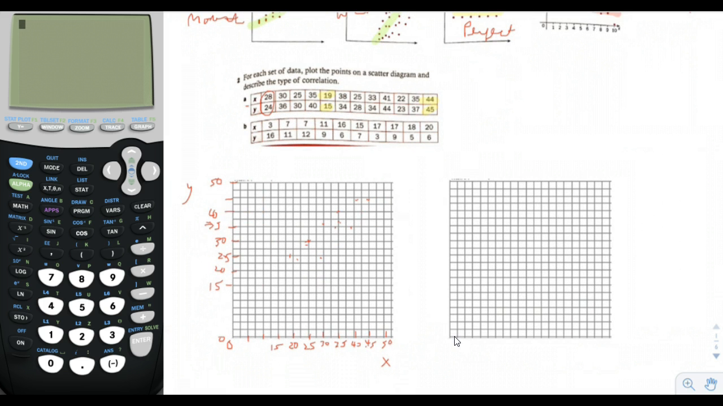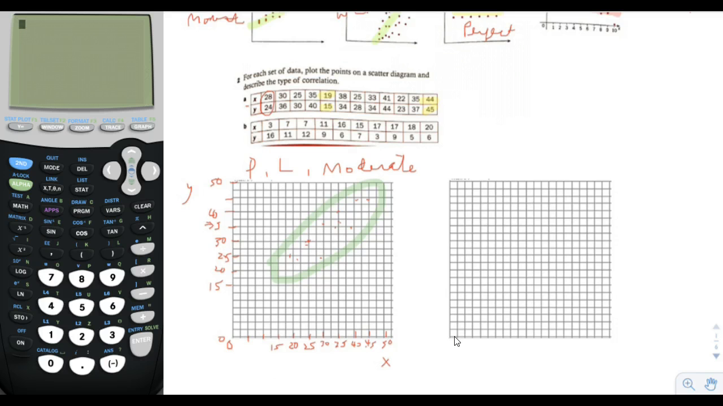What kind of correlation would that be? Well, I would say it's positive correlation, and linear, and it doesn't look strong maybe, but at least moderate. You can tell that's approaching a line.